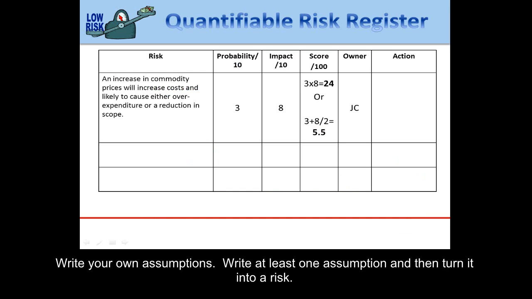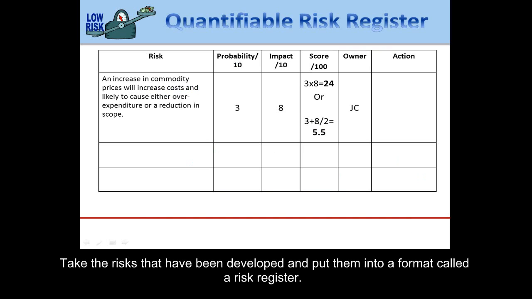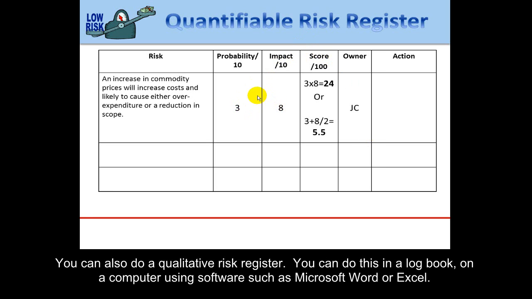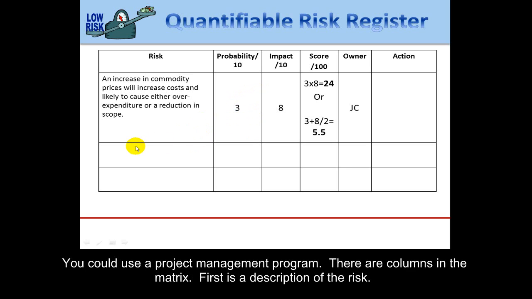Then you take the risks that have been developed and you will put them into a format that is called a risk register. The one that I'm going to show you now we call a quantifiable risk register because it has numbers that can be used and allows for some comparison between the risks. You could also do a qualitative risk register, and you can do this in a logbook on a computer using software, simple software such as Microsoft Word or Excel, or you could use a project management program.